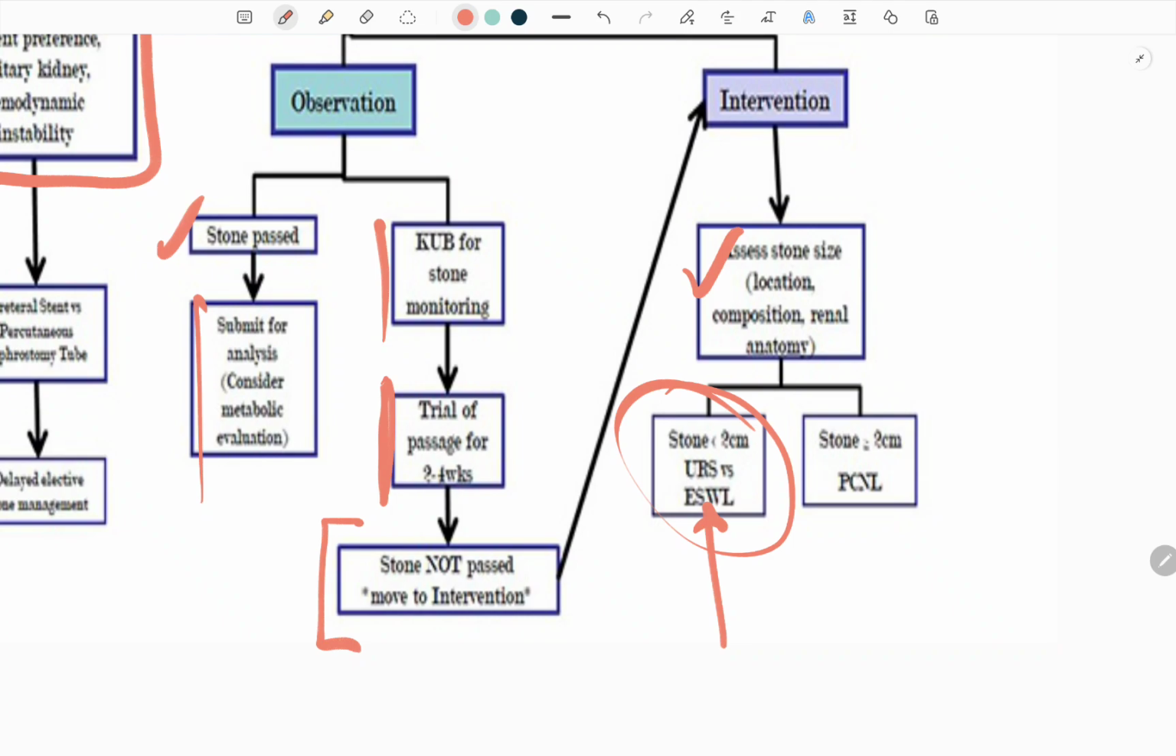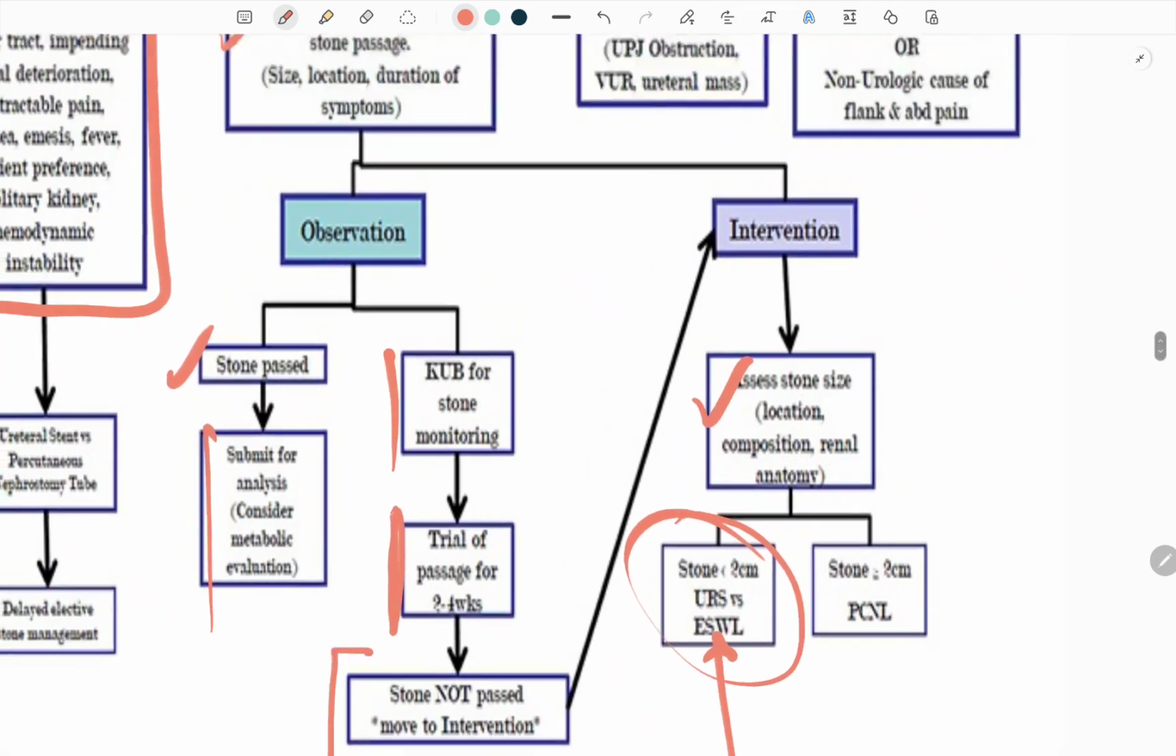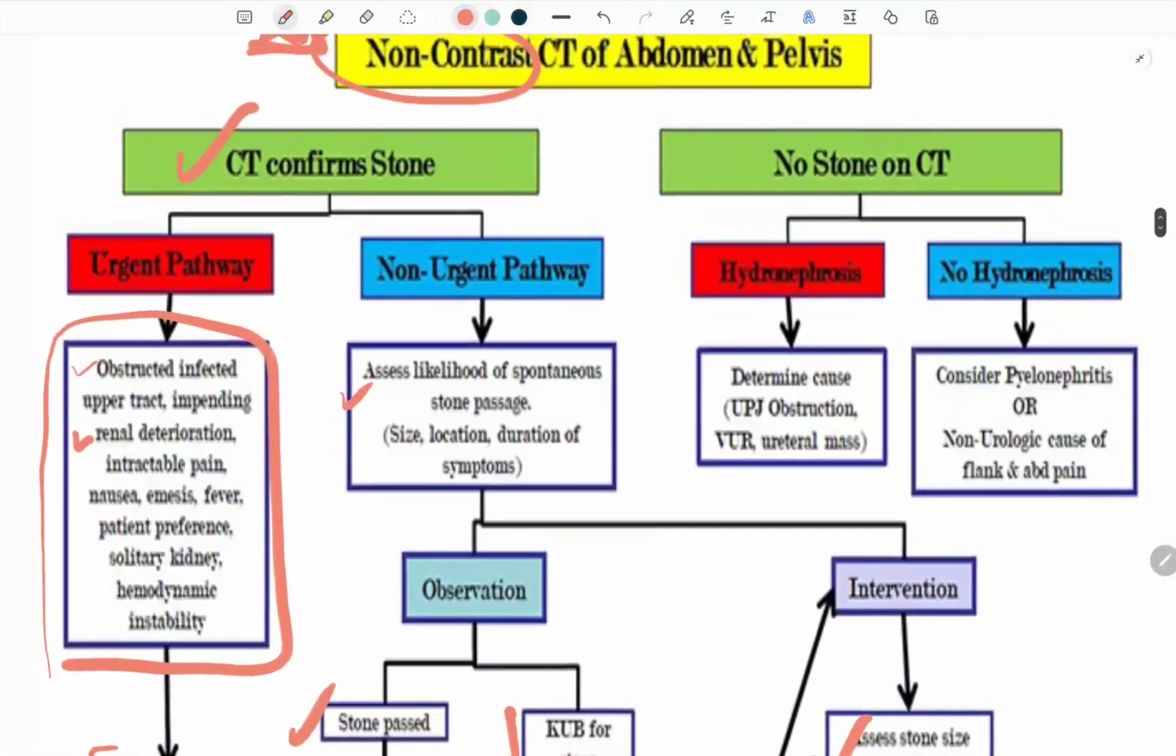That is if it is small, less than 2 centimeters in size. If the stone is 2 centimeters or greater, then you will have to do PCNL. Here PCNL refers to percutaneous nephrolithotomy, and this is how you manage the non-urgent pathway.